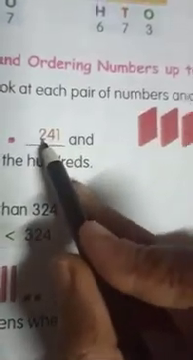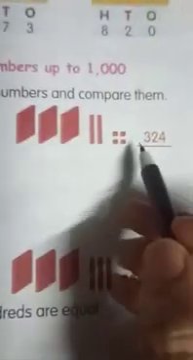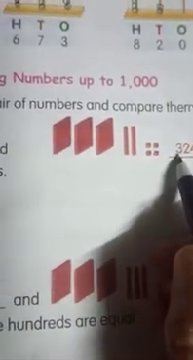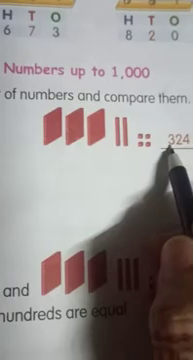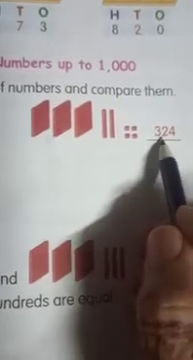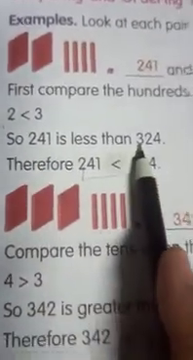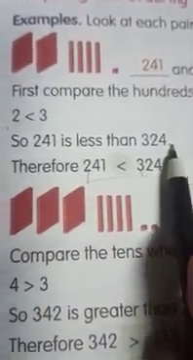So what do we have here? We have 2 on hundreds here and 3 on hundreds here. So which is the greater, 2 or 3? 3. So this 324 is greater than 241. And you can also read it as 241 is less than 324. See, 241 is less than 324.